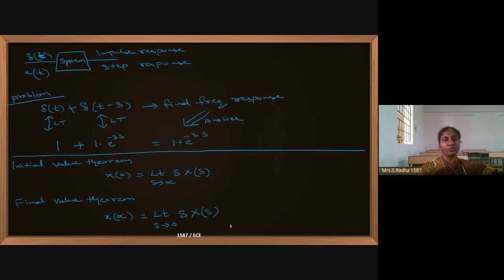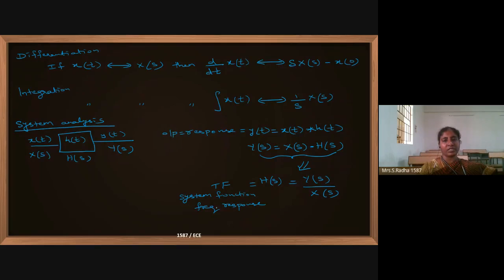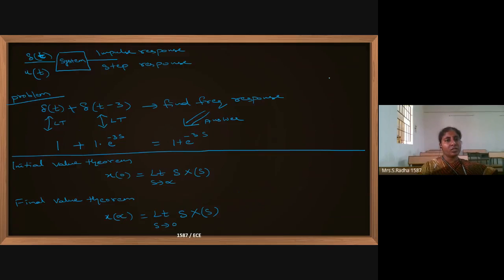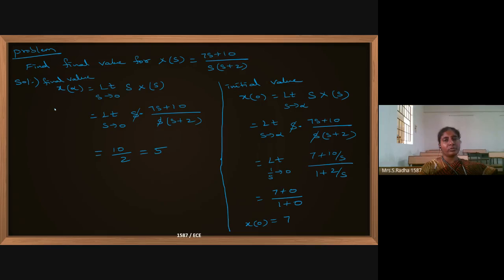Next, what is the thing? System analysis. I told you. This system function, frequency response, this equation 1, is also important. The differentiation property I have told you. Then this problem is also important. We may get 2-3 questions on this.